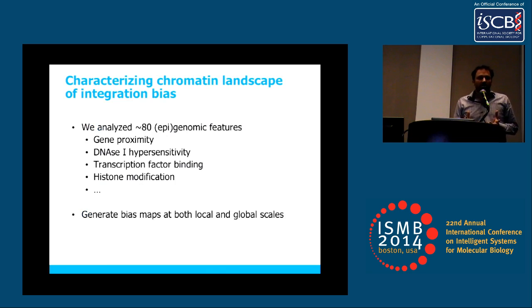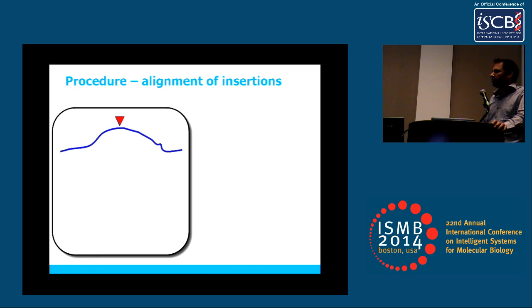So now we can use these data to really start characterizing the chromatin landscape of this integration bias. For this purpose, we collected already published data about 80 genomic and epigenomic features, consisting of, for instance, things like gene proximity and the gene structure, DNase 1 hypersensitivity, all kinds of transcription factor binding profiles, and all kinds of histone modifications. And now we use these data to really start generating bias maps, both at the local as well as the global scale. So to give you a quick overview of the procedure that we used for that.